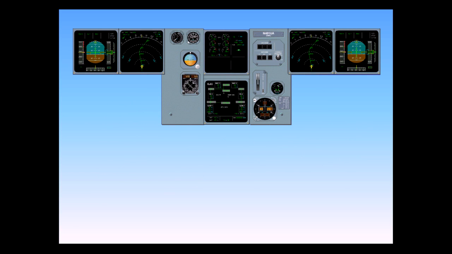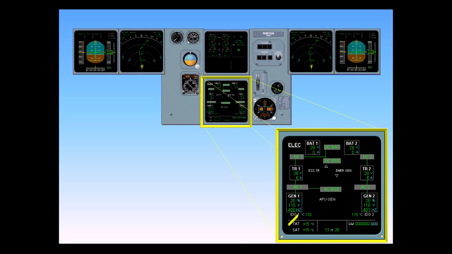This is a serious failure which results in a master warning. Normally, AC Bus 1 supplies the following: the AC Essential Bus, DC Bus 1, which in turn feeds the DC Battery Bus, the DC Battery Bus, which normally feeds DC Essential. If AC Bus 1 is lost, these buses become unpowered.